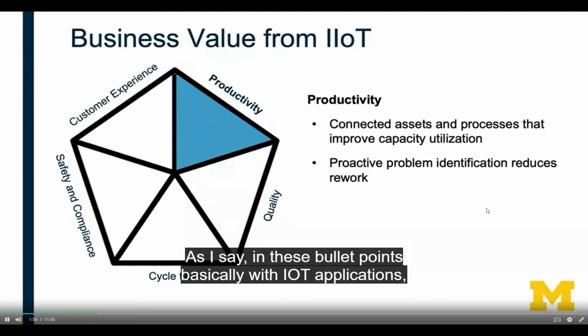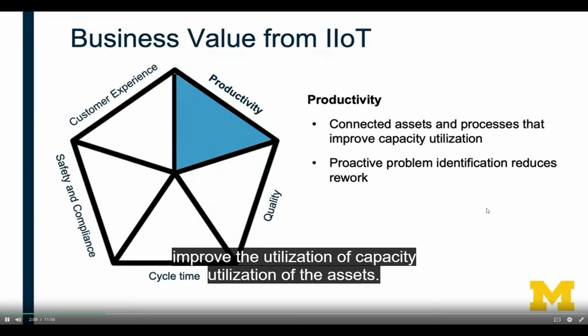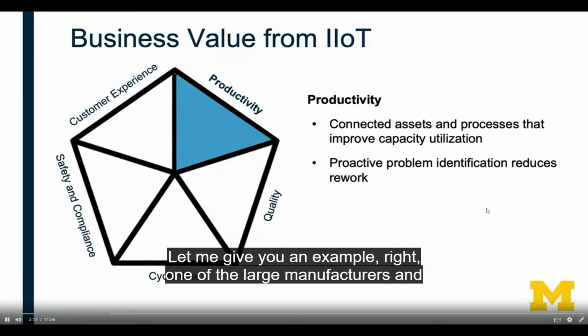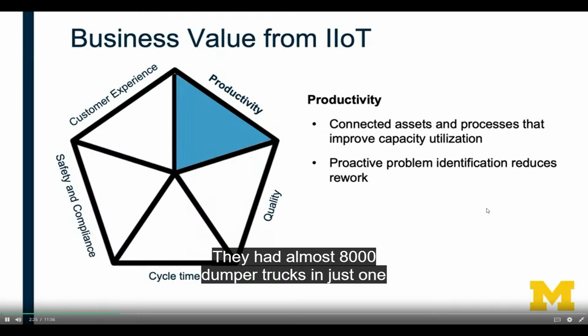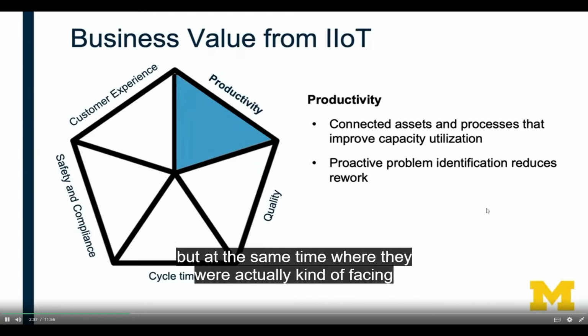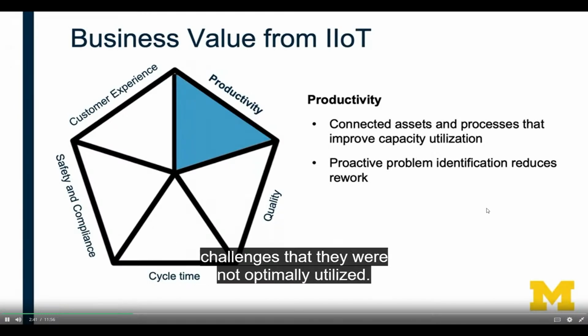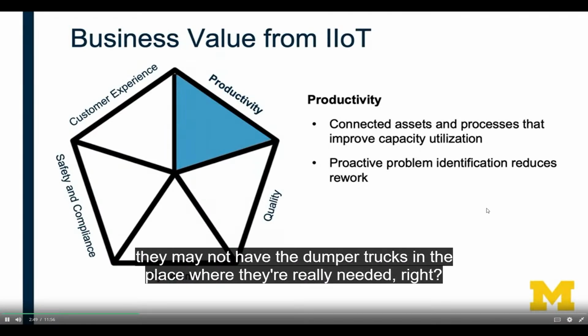As I say in these bullet points, with IoT applications you can connect assets and processes to dramatically improve the utilization of capacity and assets. Let me give you an example. One of the large manufacturers in an emerging market, a mining and cement manufacturer, had almost 8,000 dumper trucks in just one location, one segment of the market, in operations with multiple projects. But at the same time, they were facing challenges in that the trucks were not optimally utilized. There would be more trucks in places where they're not needed, and they may not have dumper trucks in the place where they really need them.